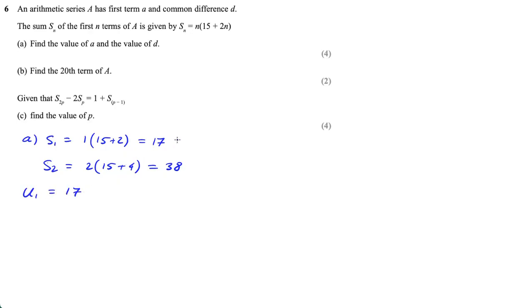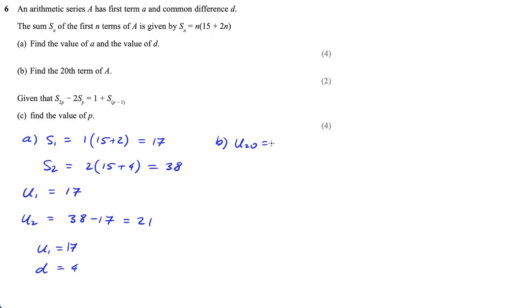Okay, so this means U1 is 17. Be very careful here, guys. I've seen many people make this mistake. So U1 is 17, and U2 is 38 minus 17, which is 21. So if U1 is 17 and U2 is 21, what is d? Well, d is actually 4. So U1 is 17 and d is equal to 4.